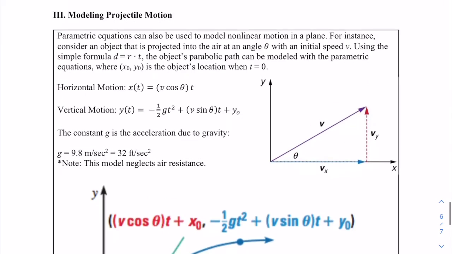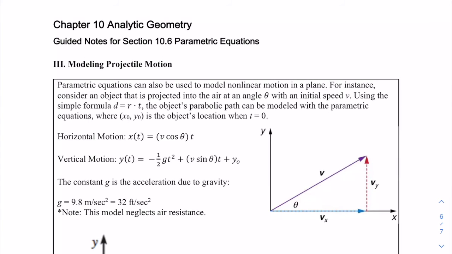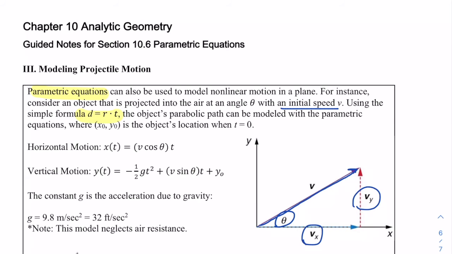Now let's look at projectile motion. When we look at the parametric equations, we're going to use this simple formula, d equals rate times time. So we know that the velocity given with vector v is the initial speed, with angle theta. We can figure out the vector for x and the vector for y just with sine and cosine. So the vector for x will just be v times cosine theta, and then we multiply by t because we're thinking of the horizontal motion or horizontal distance.